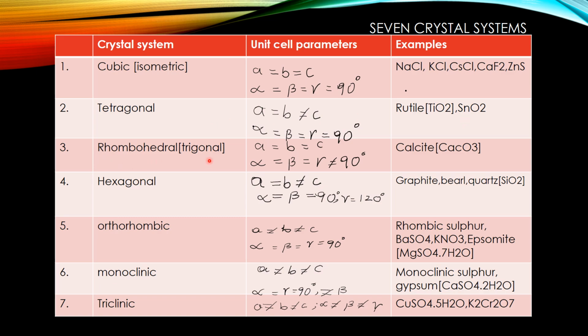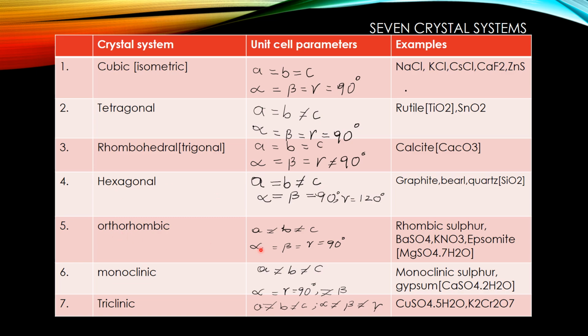Rhombohedral, trigonal. The unit cell parameters for this type of crystal system are a = b = c, alpha = beta = gamma not equal to 90 degrees. Example: CaCO3, calcium carbonate, calcite. And hexagonal, a = b, not equal to c, and the angles between the edges, alpha = beta = 90 degrees and gamma = 120 degrees. Graphite, beryl, quartz, SiO2. These are the examples for the hexagonal system.